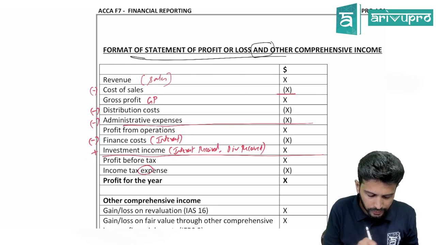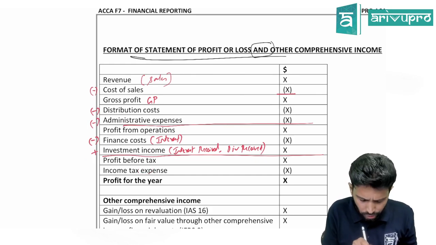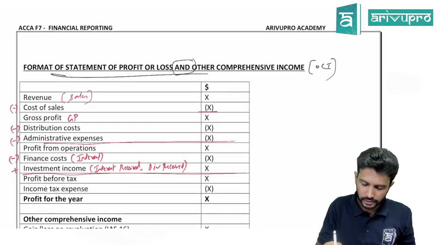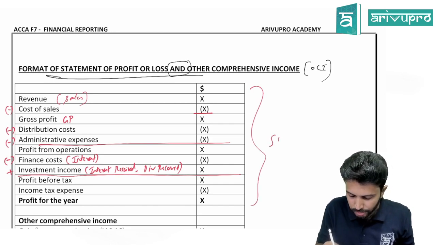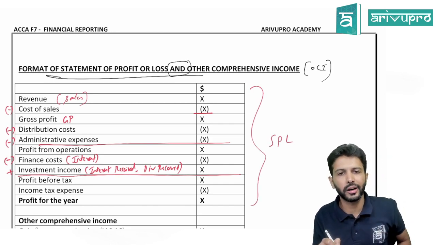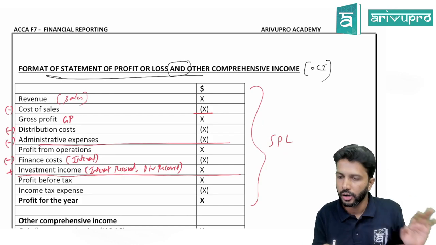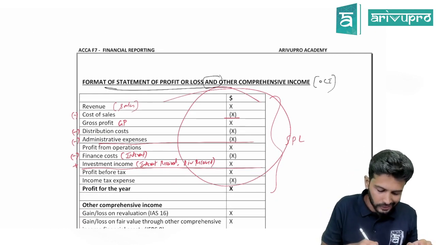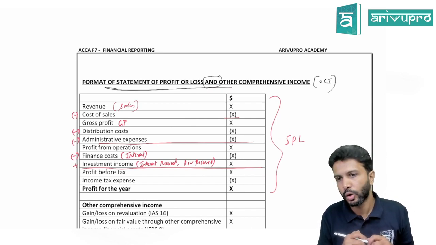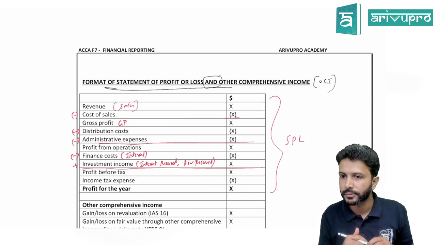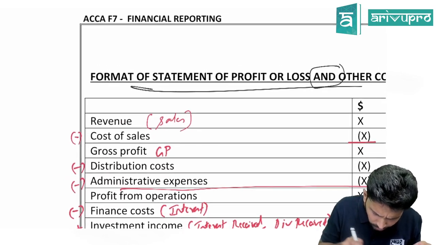From this, if you deduct tax expense, as in provision for tax, you're going to get profit for the year. This is your SPL section. SPL is what you used to call the P&L account. SPL is nothing but statement of profit or loss. Any confusion in this, anybody? No? 100%? Can you tell me how you calculate this cost of sale?